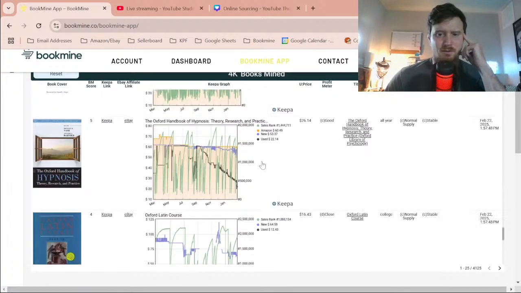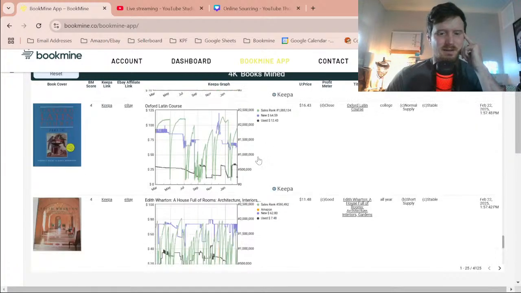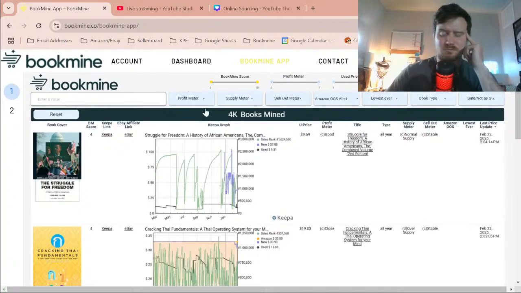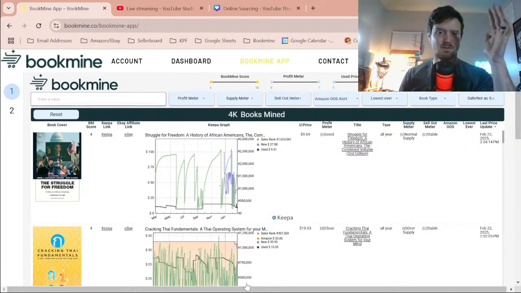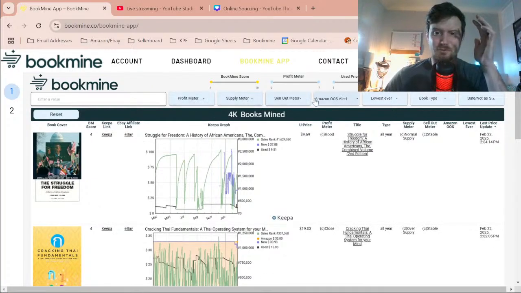So we'll move on. This one, not bad. It pops up to 60s, but buying it at 26 is a little high. Here, let's go up and mess with the filters a little bit. This is a big thing. I actually have a video coming out tomorrow about Bookmine's filters a little bit more.